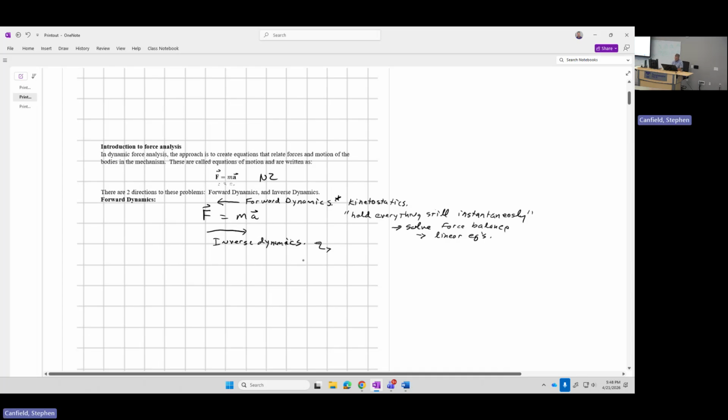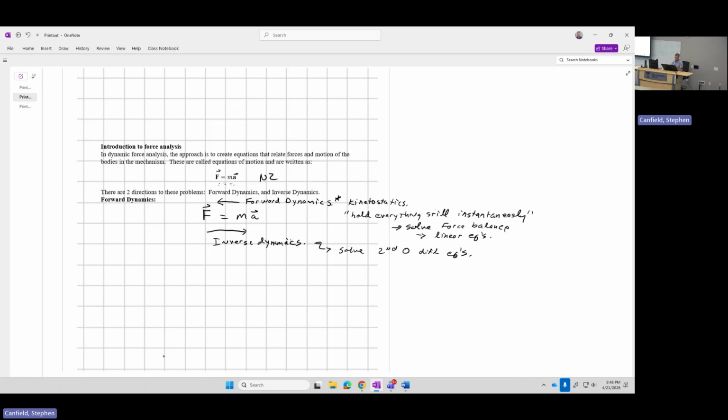Okay, back to the inverse dynamics problem. I don't have to do that instantaneous mess, but I do have to solve these problems that are second order differential equations. And if that's not bad enough, I also have a set of constraints to solve. So it's not a problem for the faint of heart. It's a nice straightforward problem.